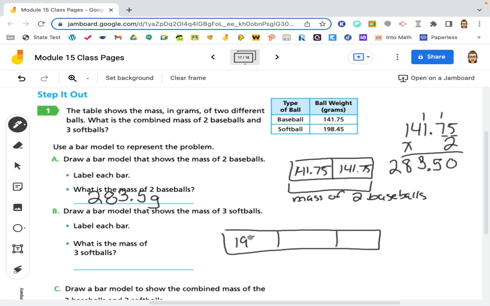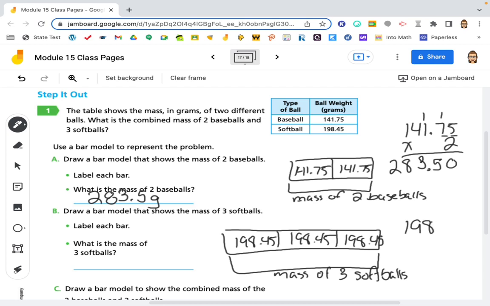So it says draw a bar model that shows the mass of three softballs. So we have 198 and 45 hundredths, 198 and 45 hundredths, 198 and 45 hundredths. This is the mass of three softballs.